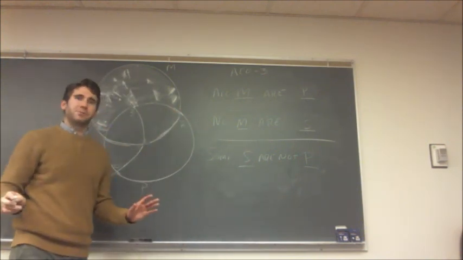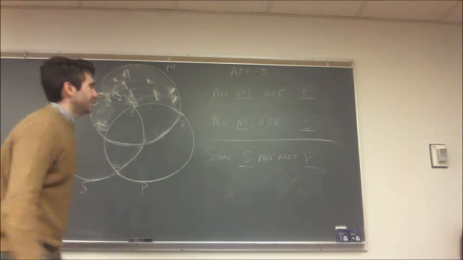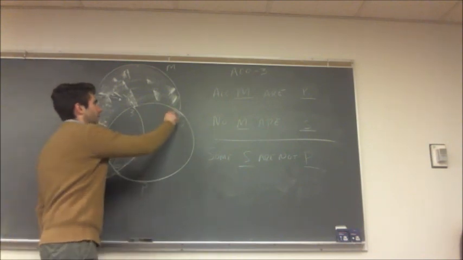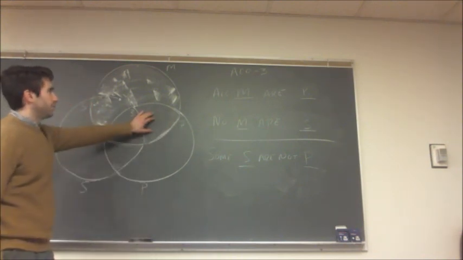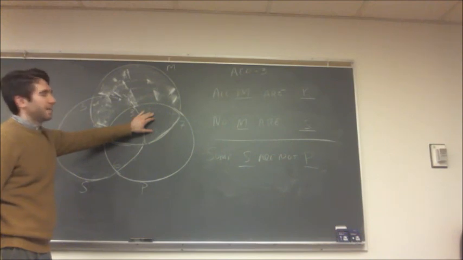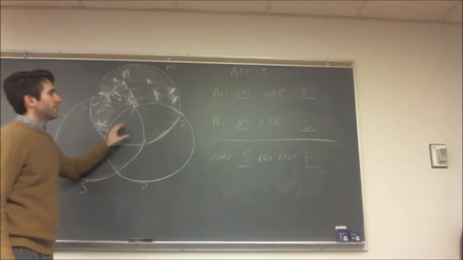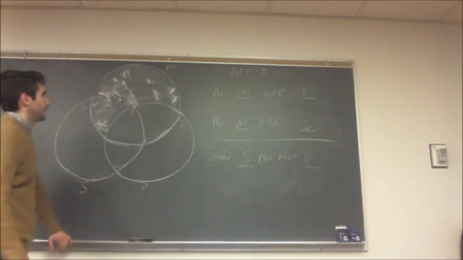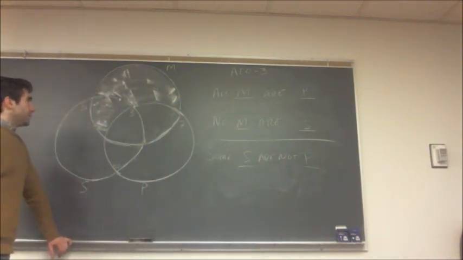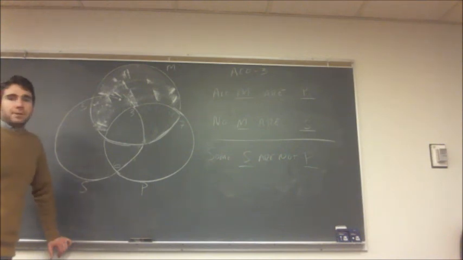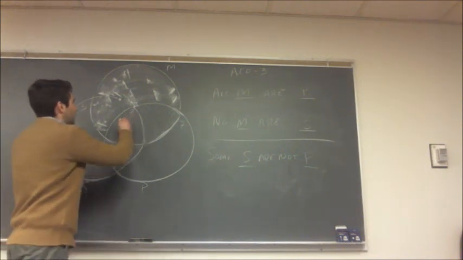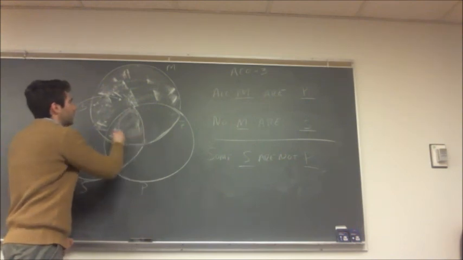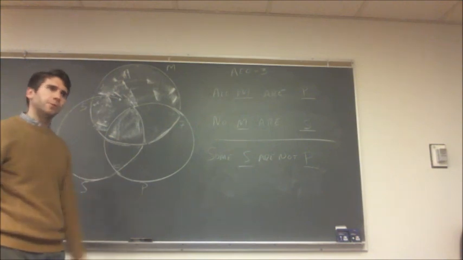Importantly, do you see why shading 4 was the wrong thing to do? We can use this as a learning moment. Shading here in 4 would mean that there's nothing that's both an M and a P and not an S. But we want to show that none of the M's are S's, no M is an S, which means that we need to shade where M and S overlap, which would be 3. So we should have shaded 3, not 4. I hope that makes sense.